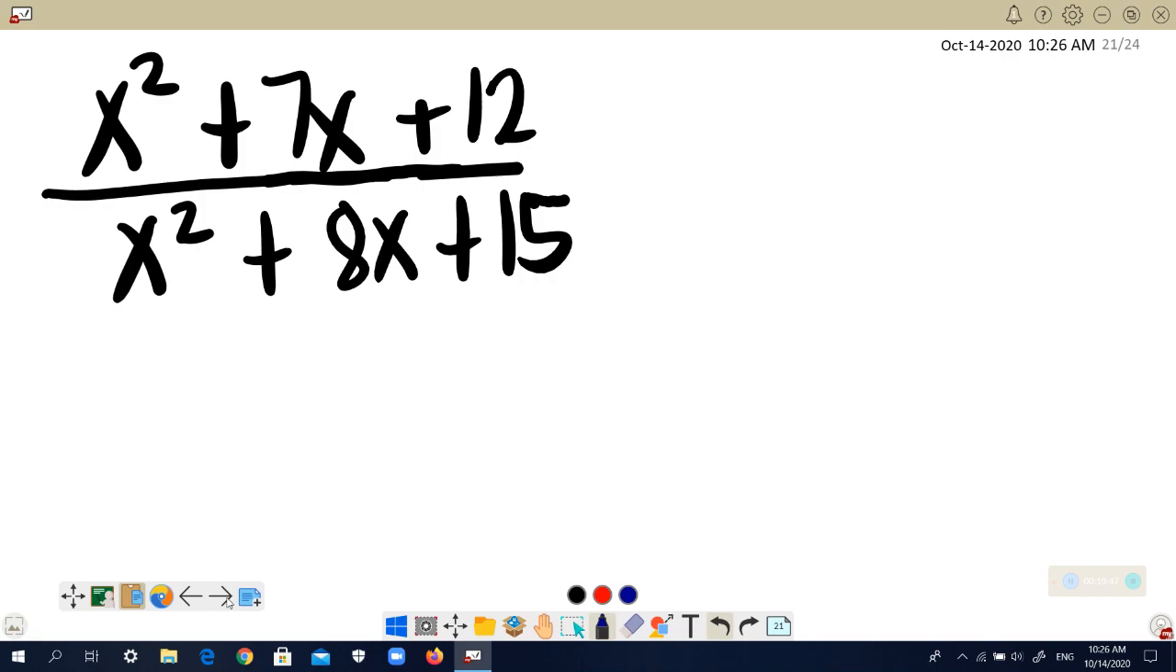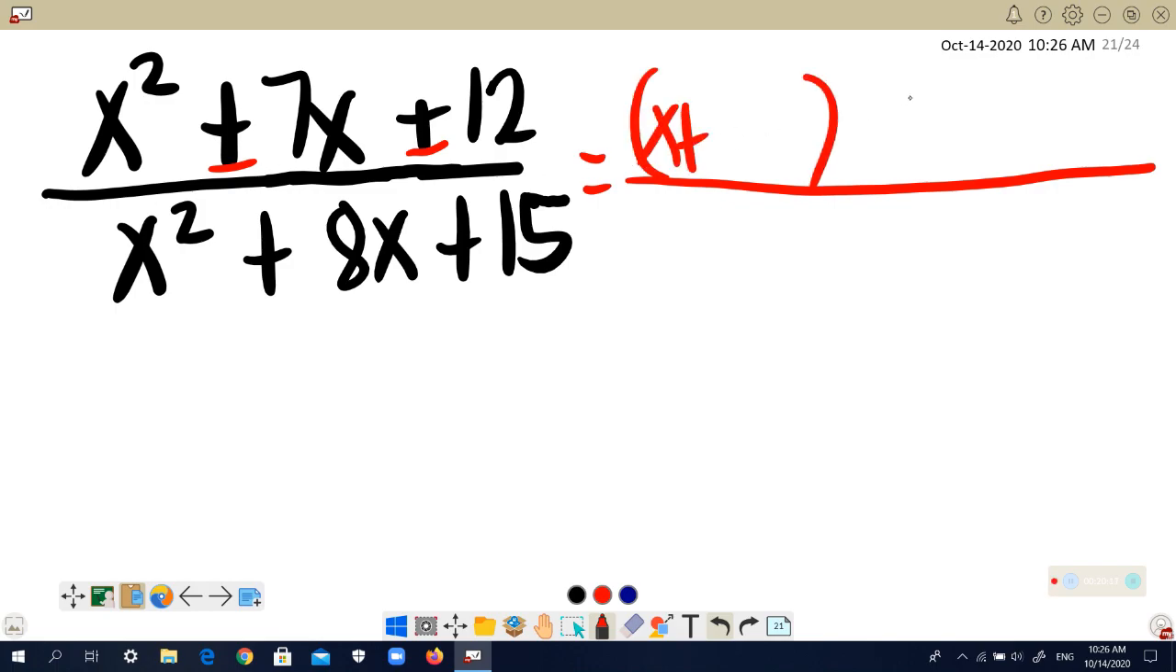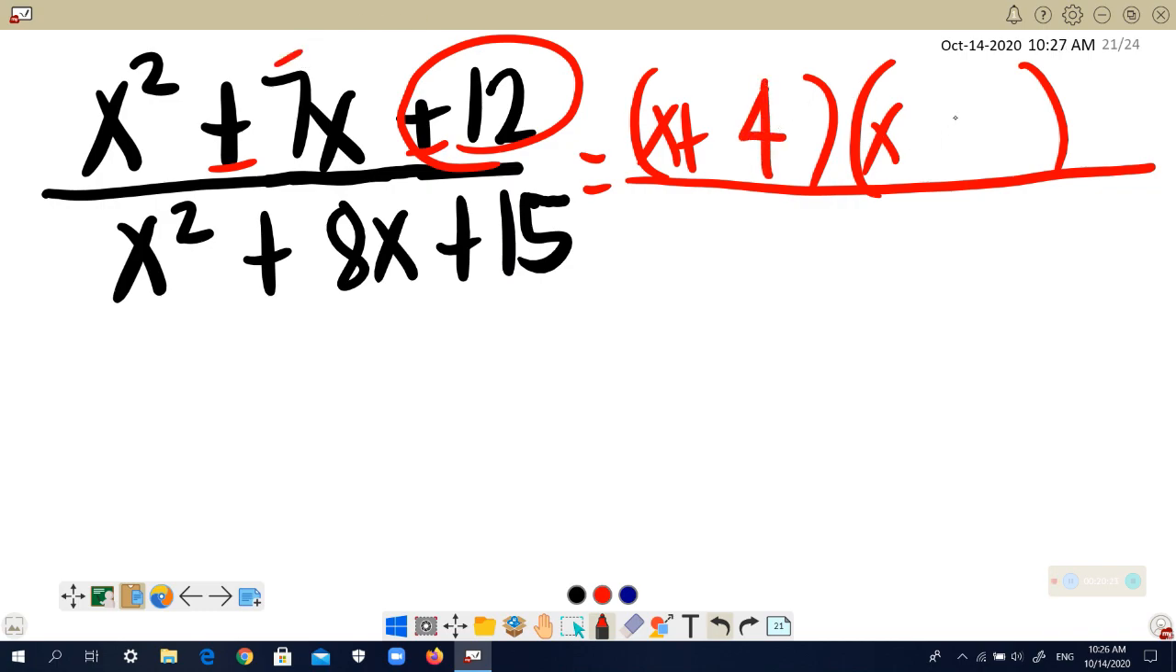And for the last example, let us have x squared plus 7x plus 12 all over x squared plus 8x plus 15. Very simple. It's my favorite topic in factoring, factoring quadratic trinomials. I have here a equal to 1. Since the last term is positive and the middle term is positive, you may have x plus blank times x plus blank. Since I have the term 12 and it should have the sum 7, I have to use no other than positive 4 and positive 3. So the binomial factors will be x plus 4 times x plus 3.